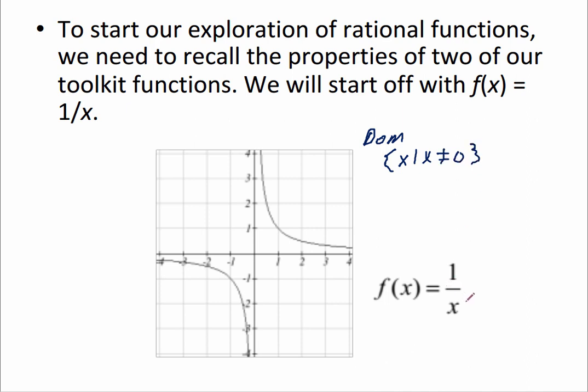Now, why do we know that? Well, because you can't divide by 0. You put a 0 in this denominator, you're going to get division by 0. That's bad.